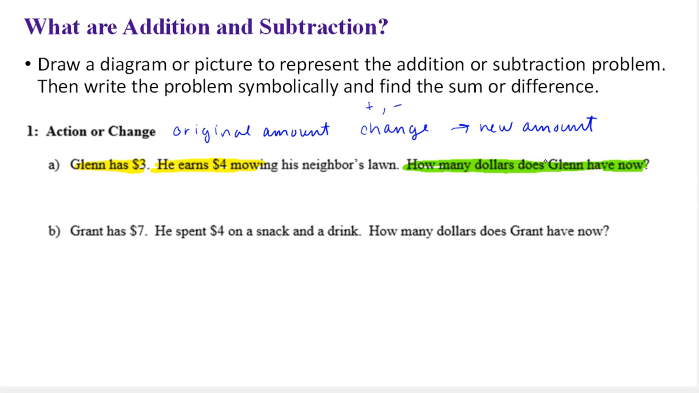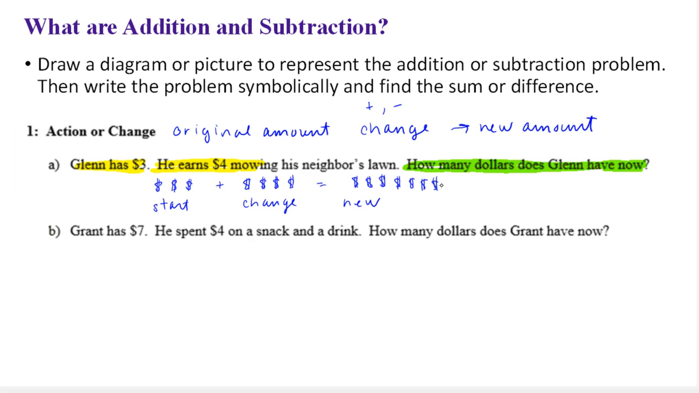Okay, so how does this work? So let's draw a picture. So Glenn started out with $3. I'll draw $3 bills. So this was the start. Okay. Then something changed. He earned $4 more, so that's going to be a plus an additional 4. So we're going to add $4 onto the original amount. And the result is the new amount, which will be all of these dollars combined. 5, 6, 7, or 7 total dollars.